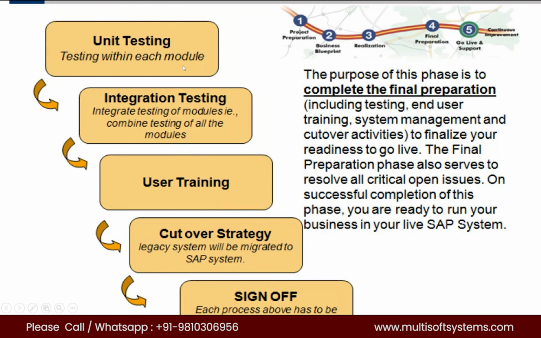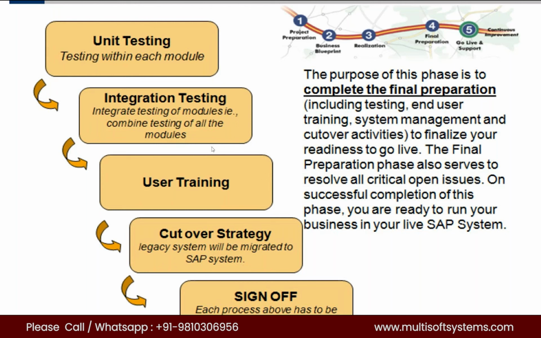And finally, after unit testing and integration testing, we'll be having one more testing called user acceptance testing. After all our testing, the core users will be doing the testing just to make sure that the requirements, whatever they have given in the blueprint phase, have been met.